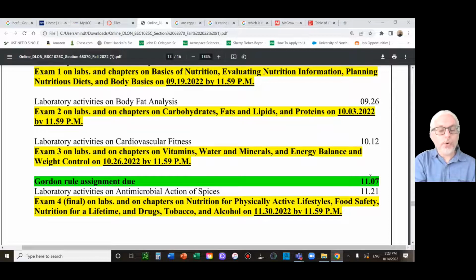Your Gordon rule is a firm date. It's due on the 7th of November. Again, you can do this lab whenever you want, but you must have it done by the final, which is set by the college pretty much on the 30th of November. That's when finals actually begin. Really early, right after Thanksgiving, but that's when they begin. It doesn't mean you have a cumulative final. It's just on this lab set of activities and then these chapters: nutrition for physically active lifestyles, food safety, nutrition for a lifetime, and drugs, tobacco, and alcohol. So there you go, the schedule.